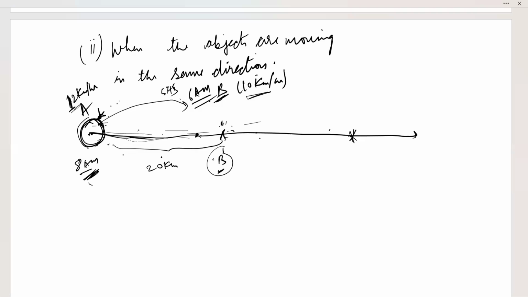Now what will it observe? It will observe that this person A is moving here in this direction. Now it looks in the surroundings.